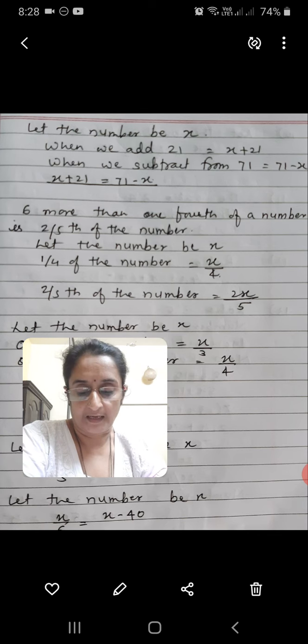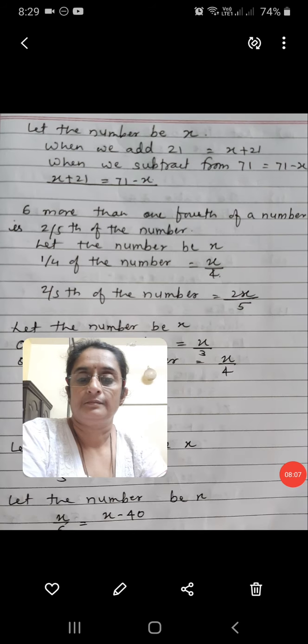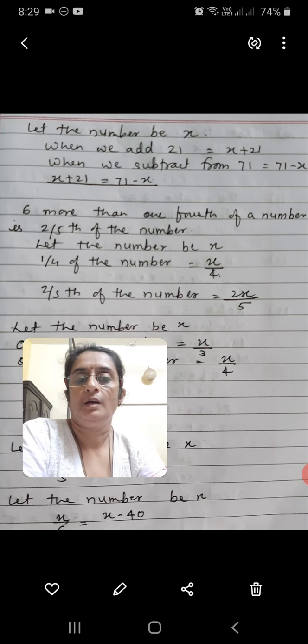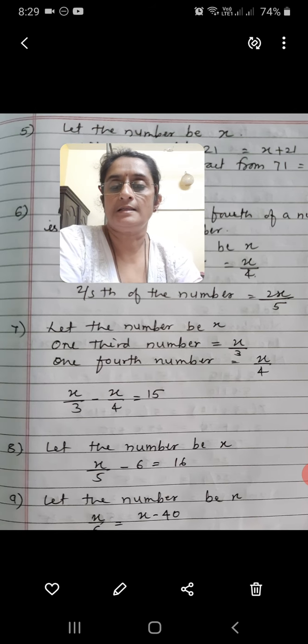So the equation has to be x upon 4 plus 6 is equal to 2x upon 5. That equation I have not written there, children. For the sixth question, you can write it on your own. The equation has to be x upon 4 plus 6 is equal to 2x upon 5. Now let us go to the next number question, that is the seventh one.